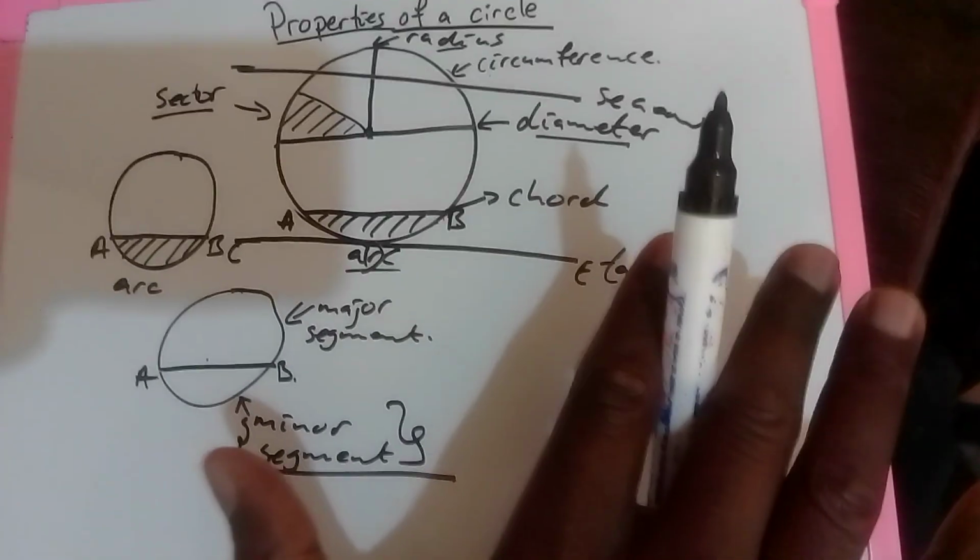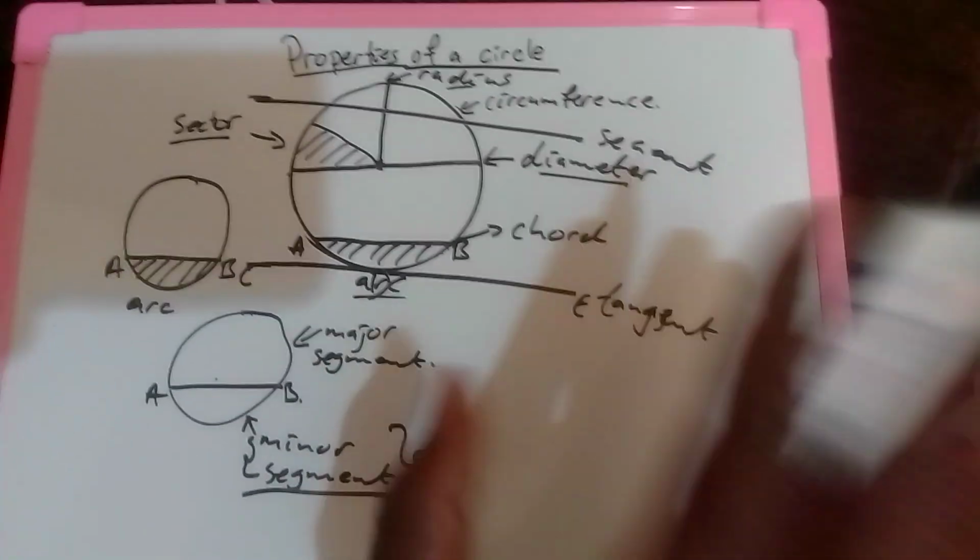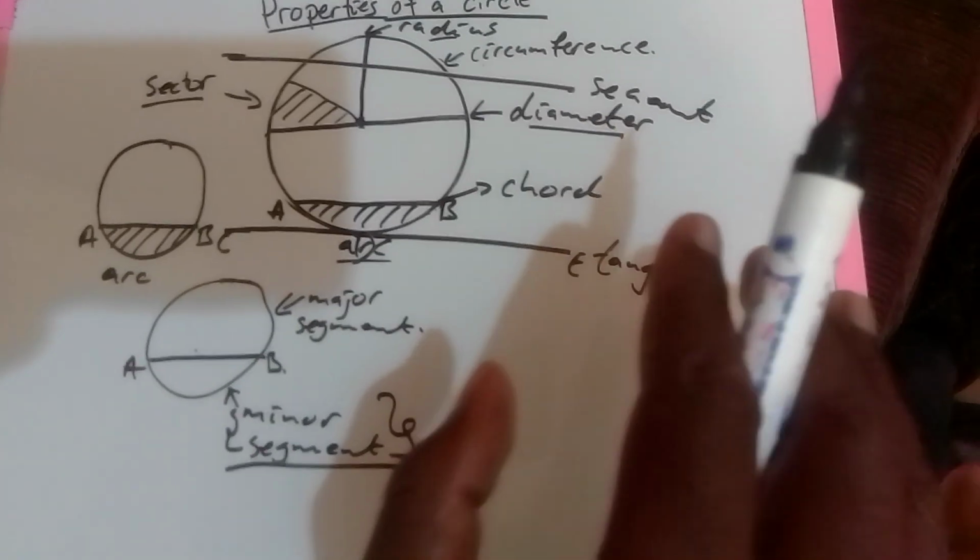So these are the properties of a circle. This is the first part which you need to understand. Thank you.